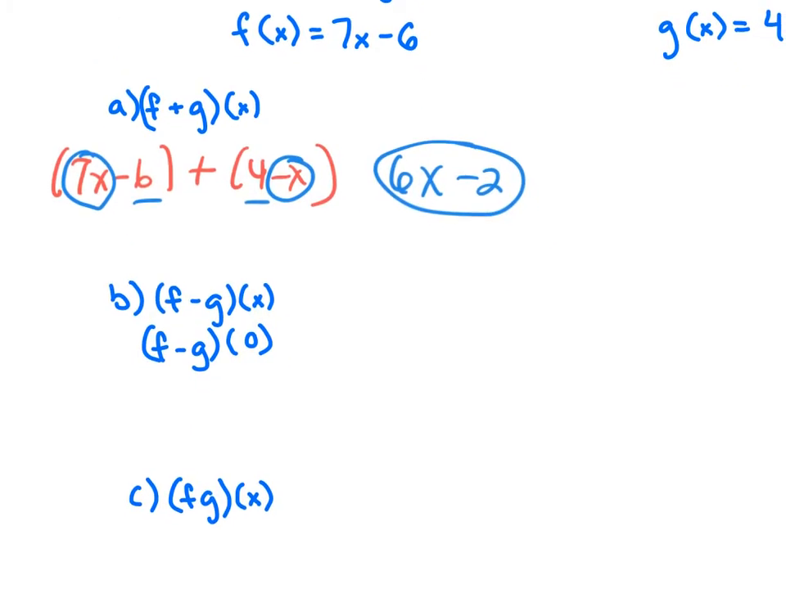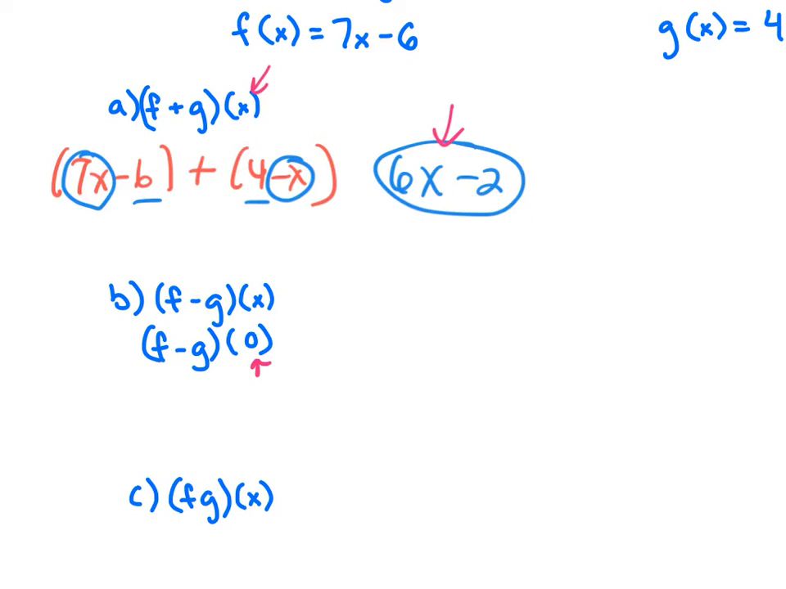And the second one, they're asking you to do two things. They're telling you to subtract, and then they're asking you to plug in 0, evaluate with 0. If it says f plus g, f minus g, f times g, anything of x, that means they want x to be in your answer. If they tell you they want you to solve this or evaluate it, whatever, with a number, then you're going to have a number answer.